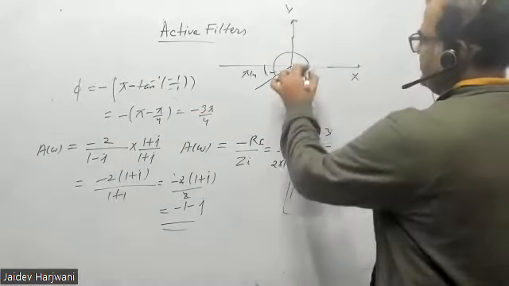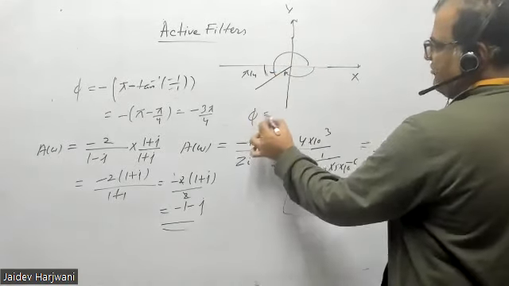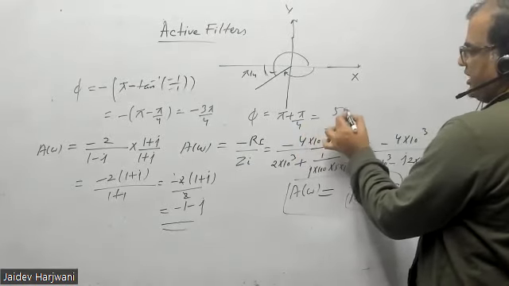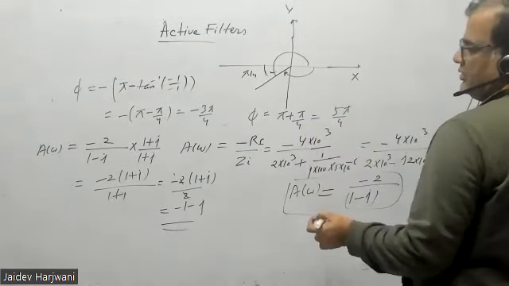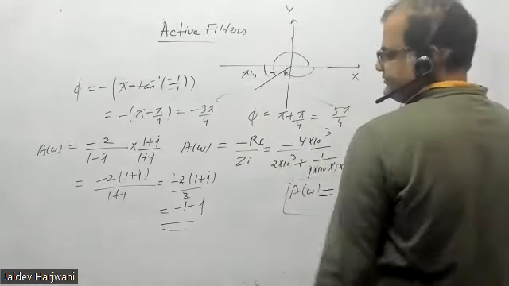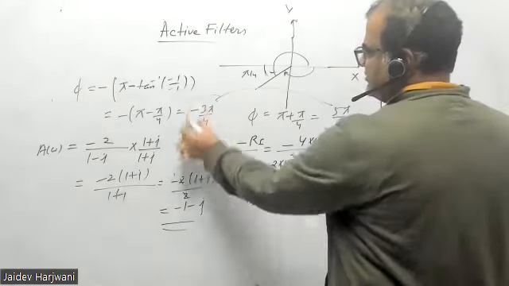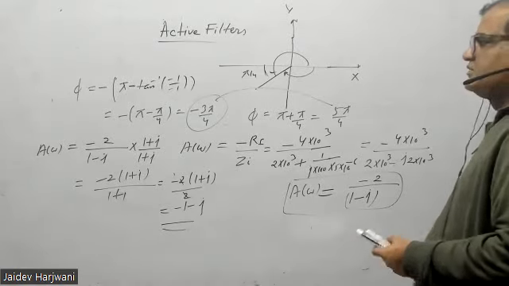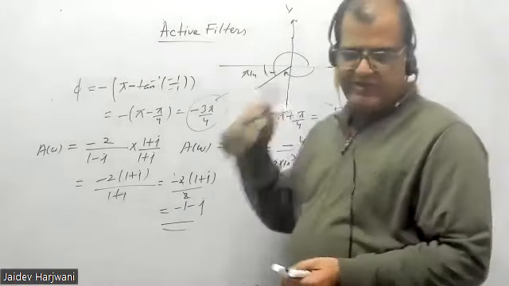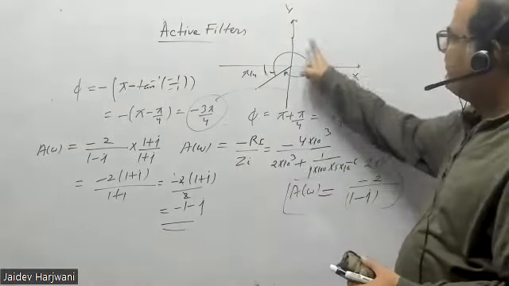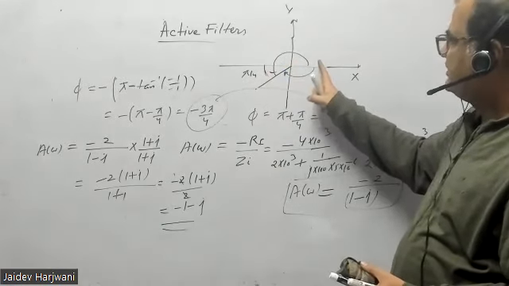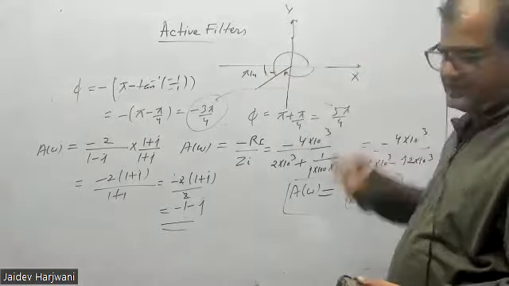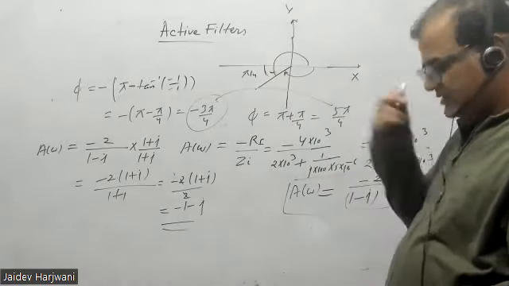Or if you measure the other way, the phase will come pi plus pi by 4. So both the answers are correct, but generally we write it the first way, because we try to keep the argument less than 180. If it is more than 180, then you go like this; if it is less than 180, then you can go like this. So both answers are right.